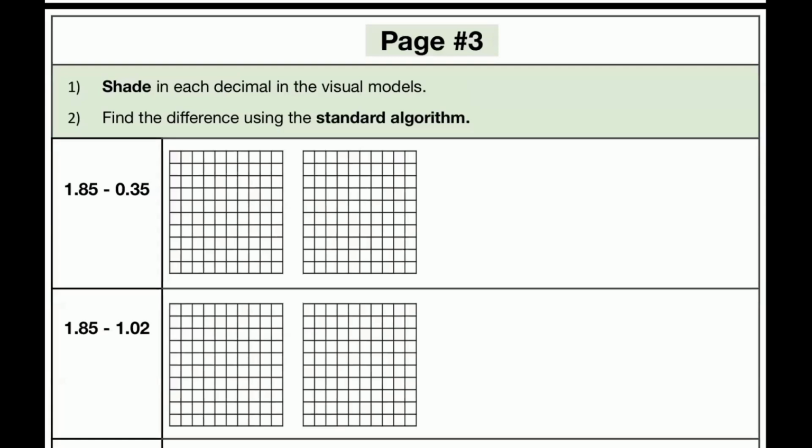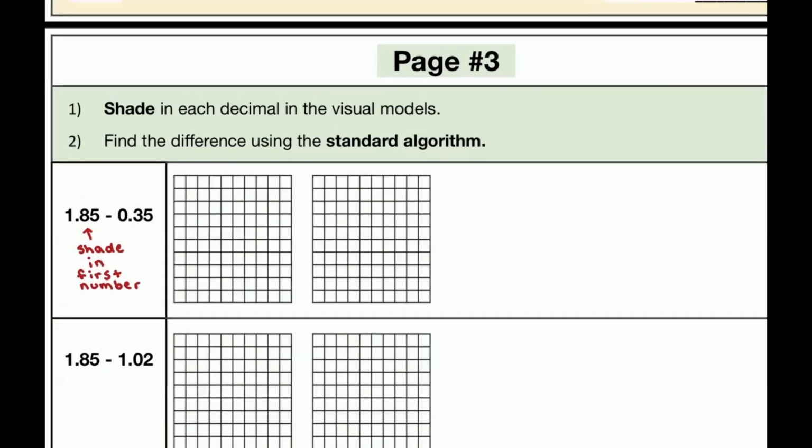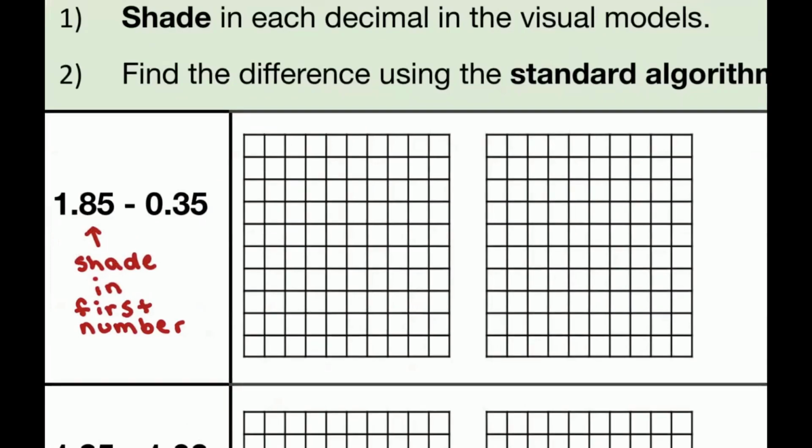On page 3, we're practicing the same thing as page 2, but now it's with subtraction, so it's just a little bit different. The first thing we're going to do when we're showing models using subtraction is we're going to shade in our first number. So our first number here is 1 and 85 hundredths. So I'm going to shade in 1 whole, and then 85 hundredths.